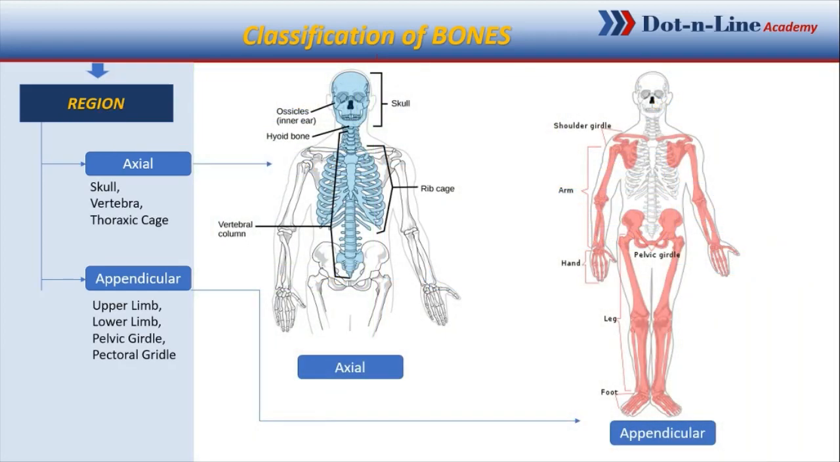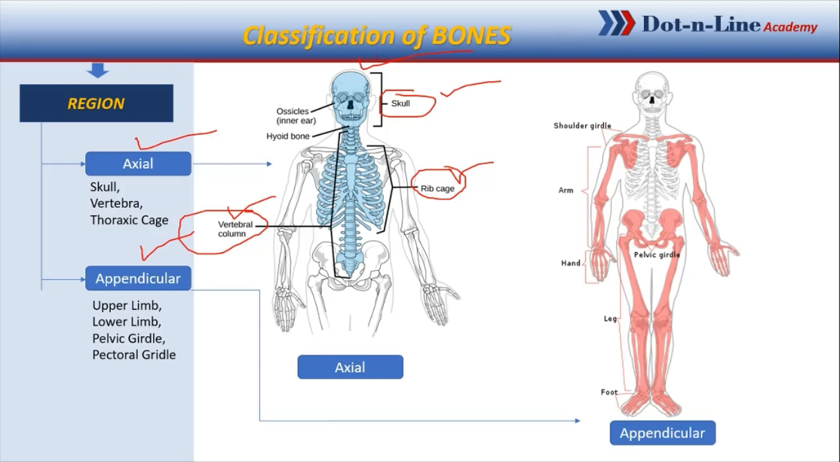So according to the regional classification, there are axial and appendicular bones. Axial bones are the bones that are on the axis of a human body, like the skull, the rib cage and the vertebral column. All the bones of the skull, all the bones of the rib cage and all the bones of the vertebral column are at the axis of our skeleton. So these bones are axial bones.